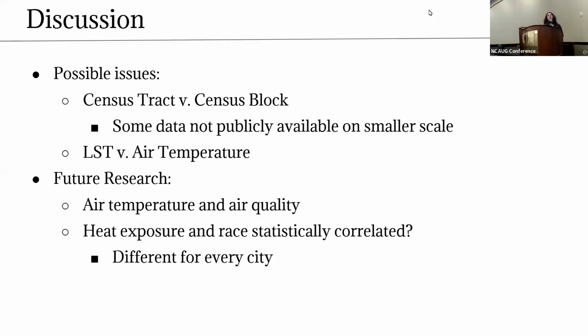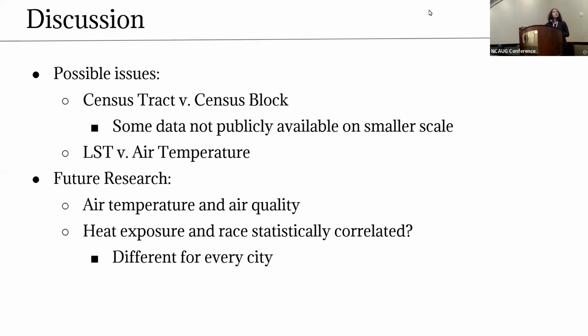All right, so I want to talk about some possible issues with my data. So the first one is that I did use a census tract scale for my sensitivity data. Since we were trying to do this on as small of a scale as possible, potentially pixel by pixel, it would have been better if we were able to use census blocks or census block groups. However, since I was working with some medical data, this information isn't available on a small scale in order to protect the medical privacy of individuals.